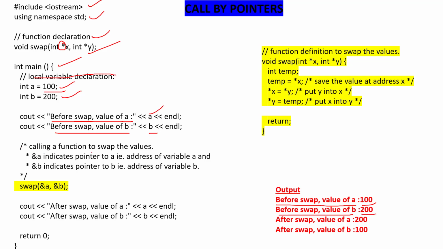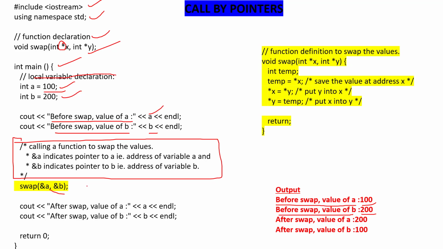Then calling a function to swap the values. This won't be read by the compiler. This is for our understanding. The ampersand a indicates a pointer to a, the address of variable a, and ampersand b indicates a pointer to b, the address of variable b. So basically they're the address pointers. We already learned this during our pointer session. swap(&a, &b). So the control will jump to the user defined function.